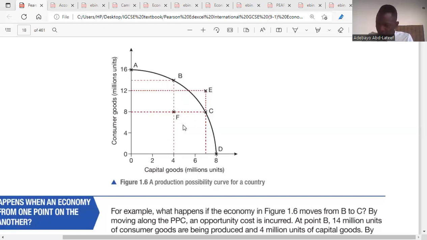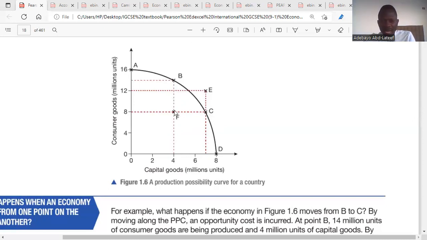Then at point C, this economy will be able to produce 8 million consumer goods and around 7 million capital goods. Do you get that? Okay. We've talked about point A, point B. Now point C, we talked about point C now, right? 8 million consumer goods at the same time producing 7 million capital goods.